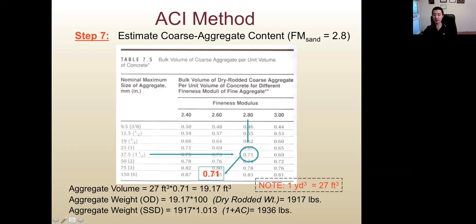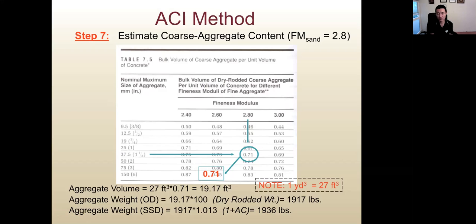Because 1 cubic yard is equal to 27 cubic feet, 27 times 0.71 means we need 19.17 cubic feet of coarse aggregate. Remember, this is the bulk volume. The question tells us the dry rodded weight of coarse aggregate is 100 pounds per cubic foot of concrete. So 19.17 times 100 is equal to 1917 pounds of oven dry coarse aggregate. We need this much oven dry coarse aggregate.